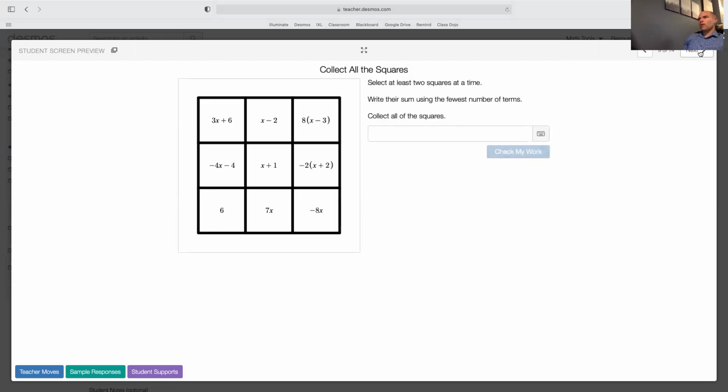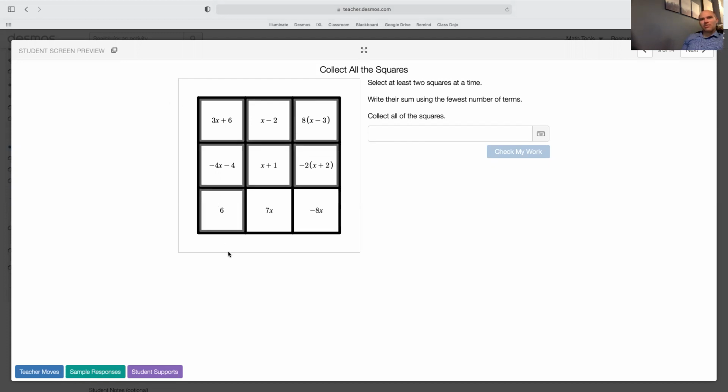Select at least 2 squares at a time. Write their sum using the fewest number of terms. Collect all the squares. So in this game, we have to keep doing this until we've selected all the squares. If you want, you can literally select them all at once and get it all done at once if you want to add all these things together, right? Boom, boom, boom, boom, boom, boom.